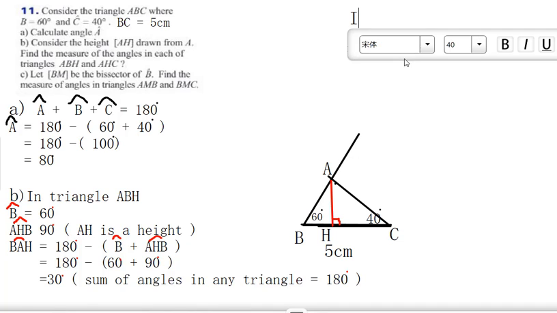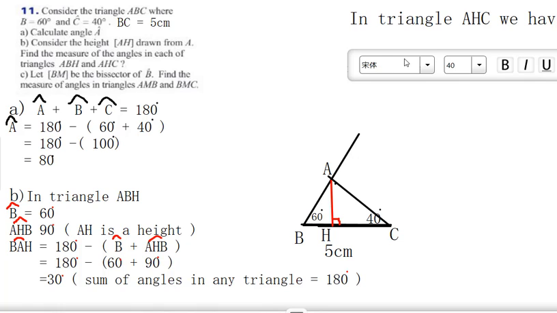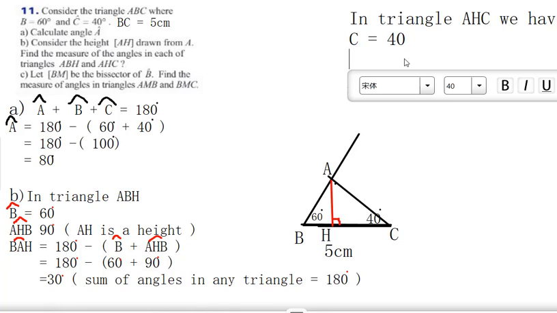In triangle AHC, we have to find the angles. Don't forget, we have 3 angles in each triangle. We have angle C equal to 40 degrees and angle AHC equal to 90. Why? Because AH is a height. When you have a height, it means you have a right angle.